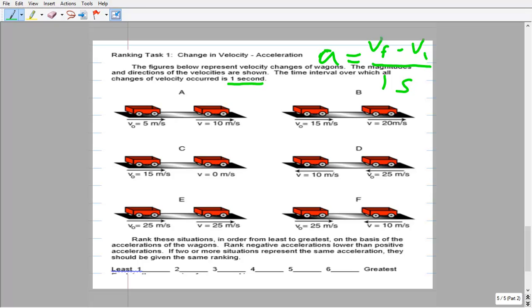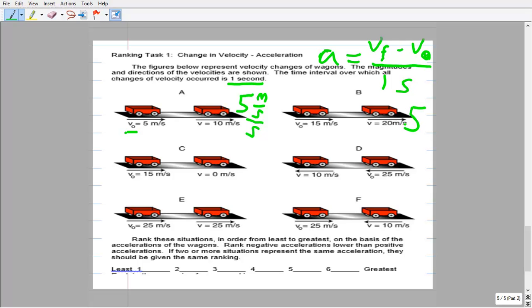So now we can take a look at these carts. I'm going to write this as V0. V initial is V0 because that's the way it's written here in all these scenarios. In situation A, your cart initially was going at positive 5 meters per second. It winds up going positive 10 meters per second. Therefore the difference is 5 meters per second. That's the change in velocity divided by the time, which is 1 second, so 5 meters per second is the acceleration. In B, same situation. My final velocity is 20, my initial velocity was positive 15. The difference, again, 5.